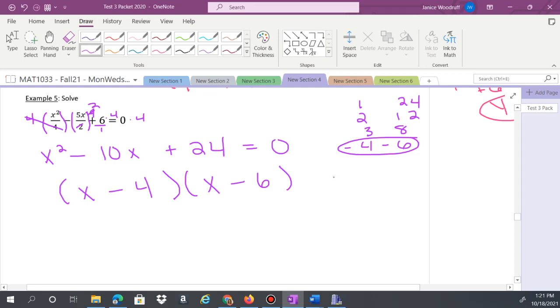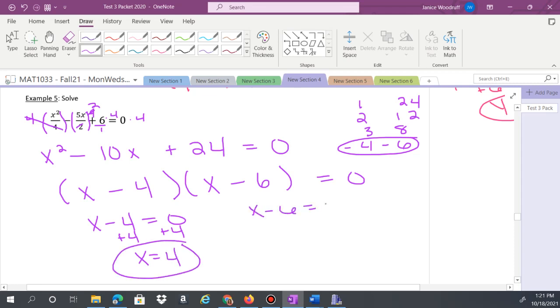Okay, then we take each of these factors, we set equal to 0. So x minus 4 equals 0. I'll add 4. And that'll give me x equals 4. X minus 6 equals 0. I'll add 6. And I'll get x equals 6. So I have my 2 solutions.